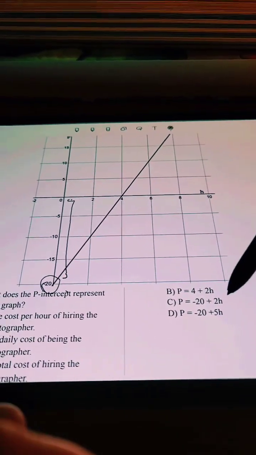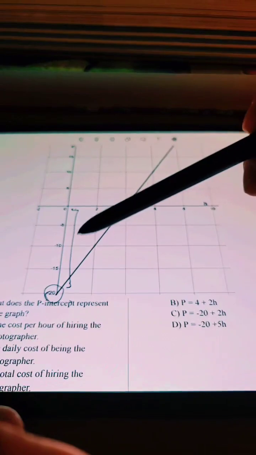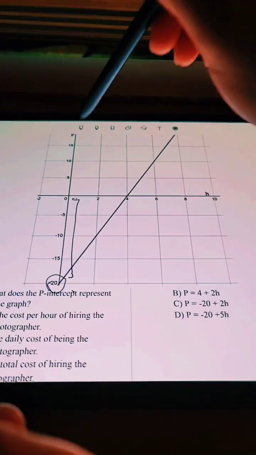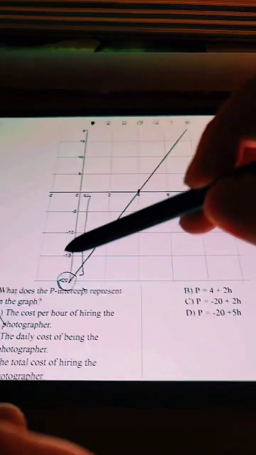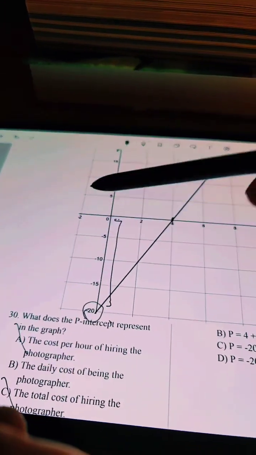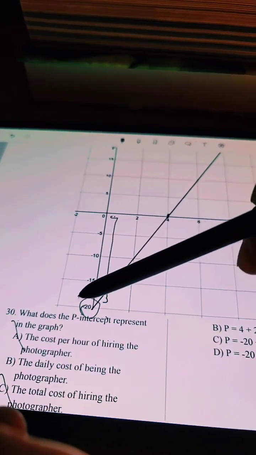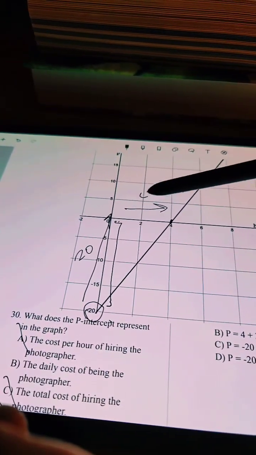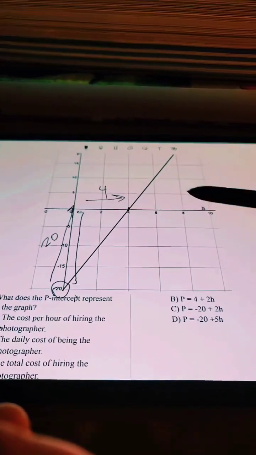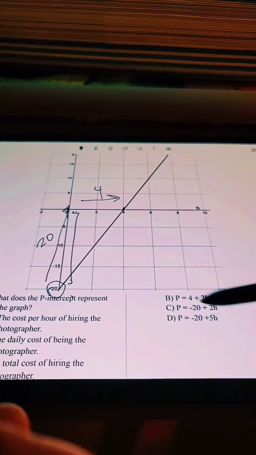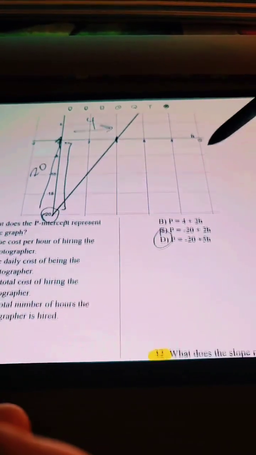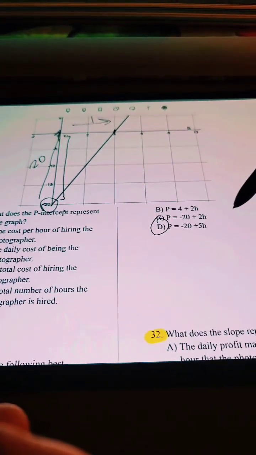Now we have to determine the slope. So if we're going to pick, let's pick these 2 points, whoops, there's my pen. Let's pick the y-intercept and the x-intercept. So it's going to be going up by 20 and over by 4. So then that's going to be 20 over 4 for the slope, which is going to be 5, so it's going to be D. Correct. The answer is D.